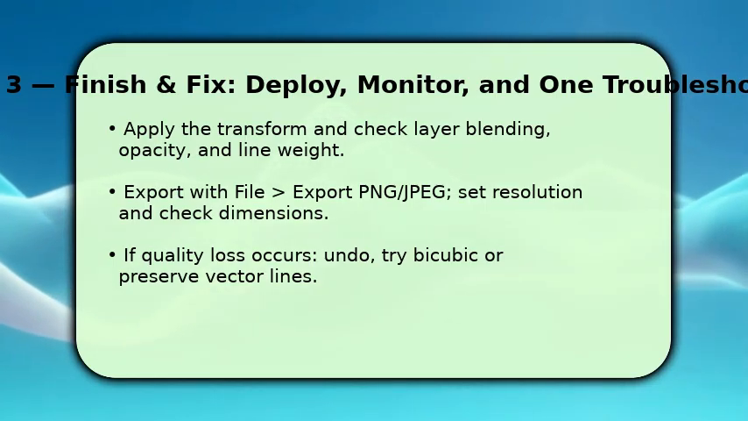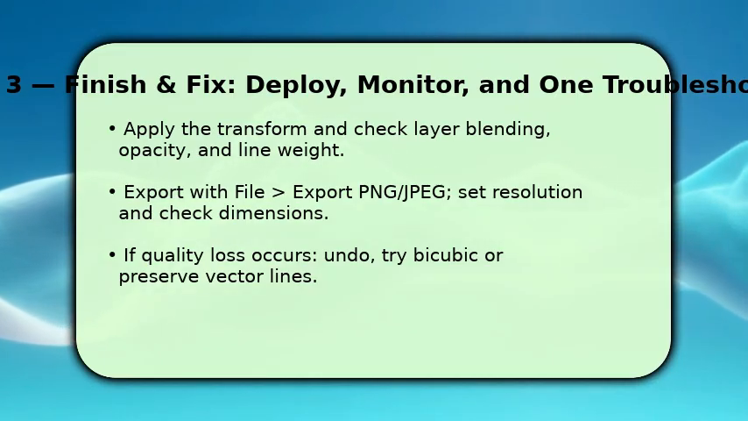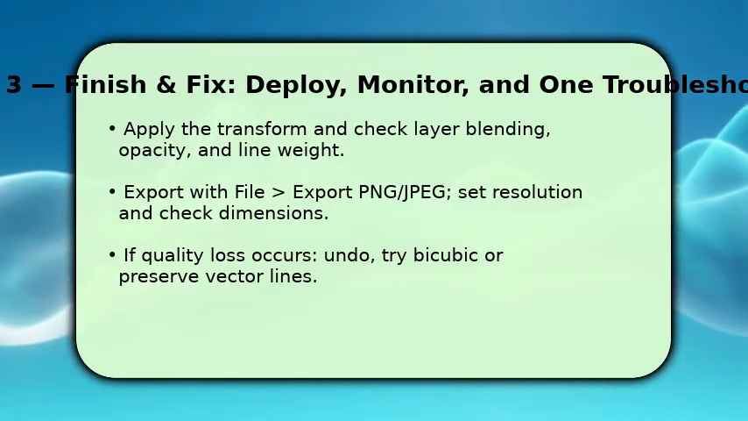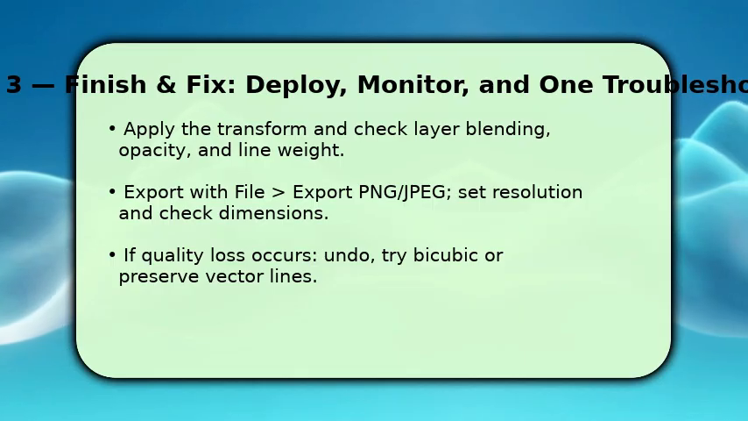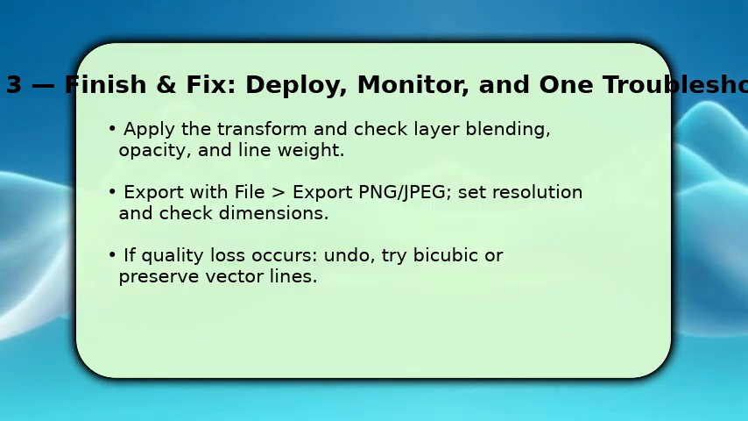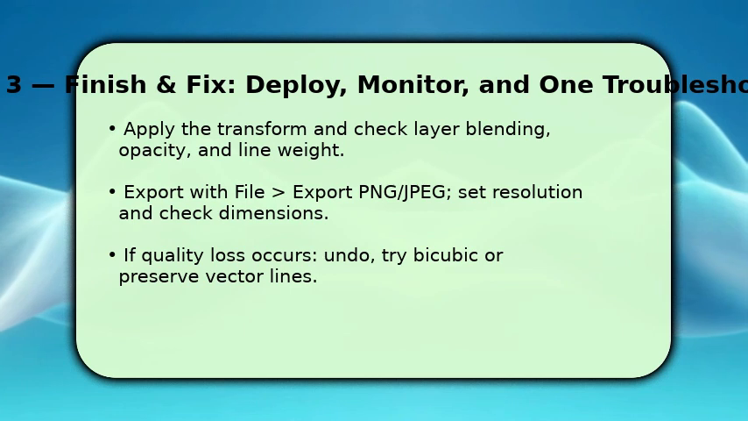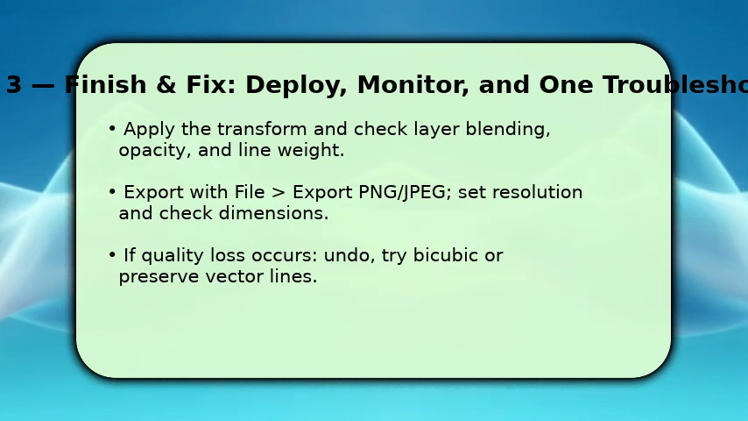If you see quality loss, undo and try a different resampling method. Choose bicubic for smoother results, or if it's a vector layer, preserve vector properties instead of rasterizing. One troubleshooting tip: blurry output usually means you resized up. Work from higher resolution originals.